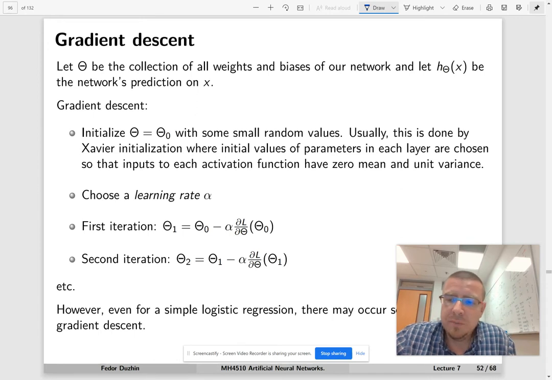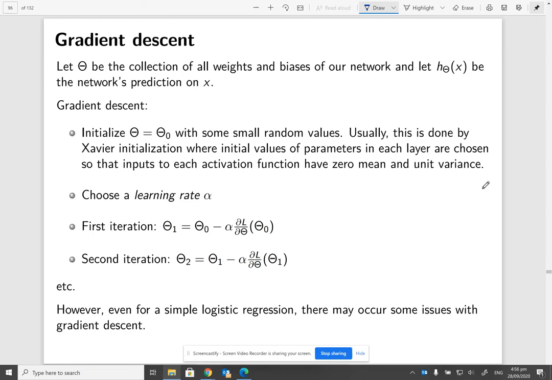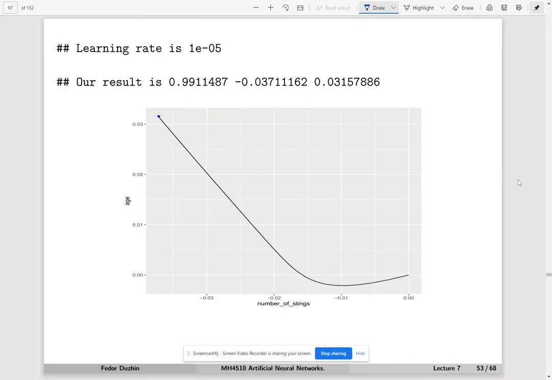Now, even for simple logistic regression, so a neural network with no hidden layers, right? So there is one input layer and one-dimensional output layer and sigmoid activation. There could be some issues with this gradient descent. So let me just show you some plots. This is the same problem. Age and the number of stings are our predictors, and the output is the probability of death from hornet stings.